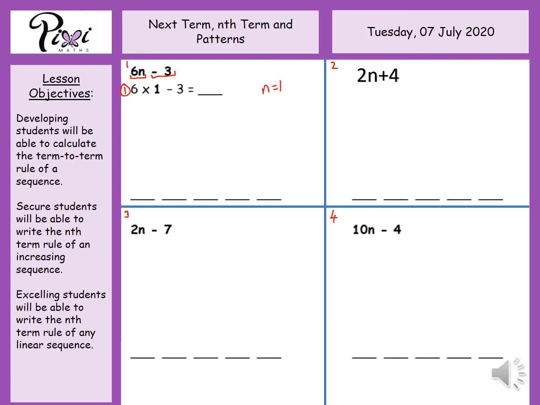So they've done 6 times 1, because it's 6 times n. So it's 6 times 1, and then minus 3. So 6 times 1 is 6, and then minus 3. So we've got 6 minus 3, which is 3. So our first term of this sequence would be 3. Okay, so have a go at these. So pause the video, have a go at these, and I'll put the answers up on the next slide, and then there'll be a few more questions after that to have a go at to get the extra practice.